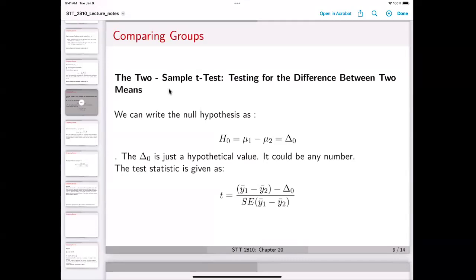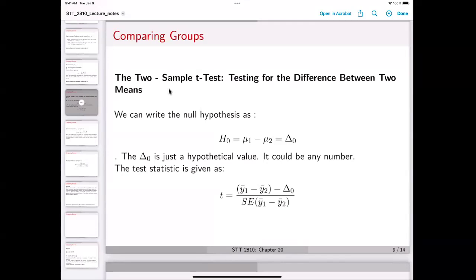We've already done the hypothesis testing for one mean, and then we used the t-test, and you know how to do that. We did that with examples, we did that manually, and also we used StatCrunch. Today we are going to look at the hypothesis testing for the difference between two means.